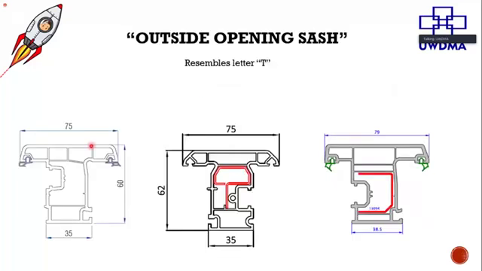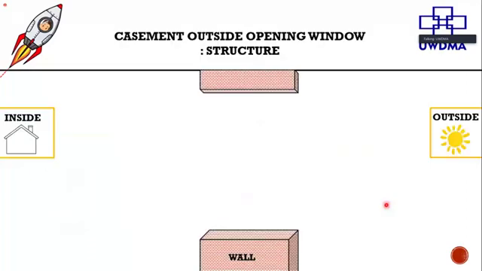As you can see, here we have three casement outside opening sashes from three different brands. The internal designs are different, the chambers are different, the wall thicknesses are different, the dimensions are different, but at the end, all three of them resemble capital letter T. Now let's see the structure of a casement window.